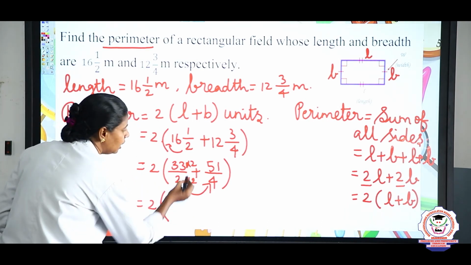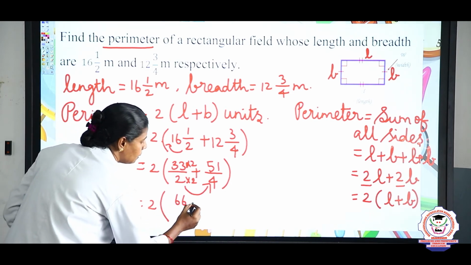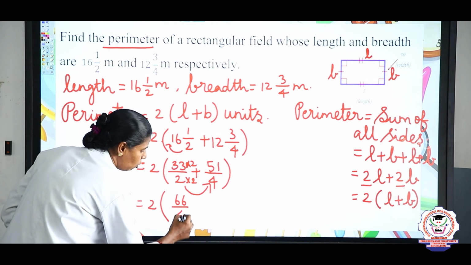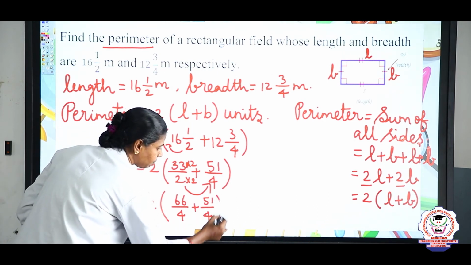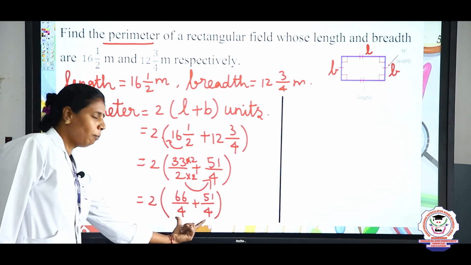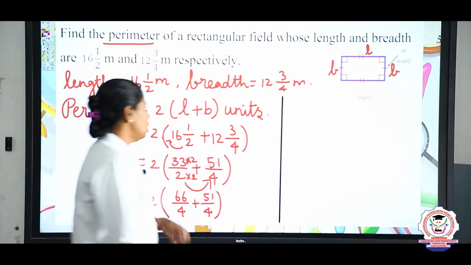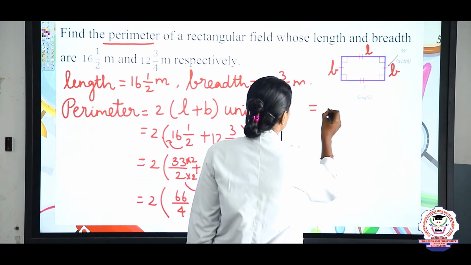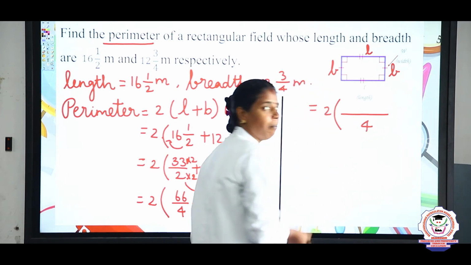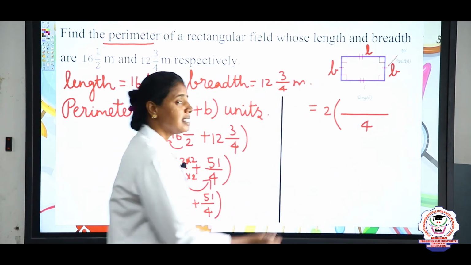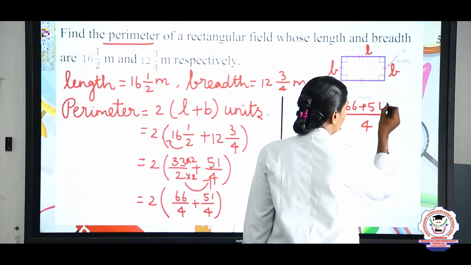2. 3 2s are 6. Again 3 2s are 6. By 2 2s are 4. Plus 51 by 4. Now the denominators are same, 4. So we can add the numerators now. So the next step is, take the denominator 4 as LCM. The numerator is 66 plus 51.